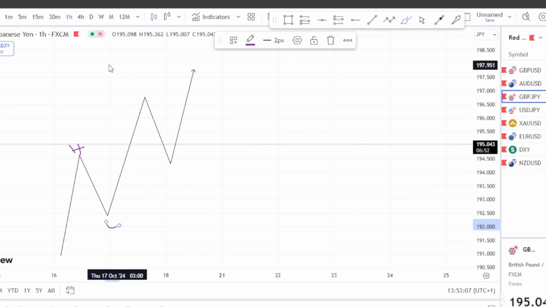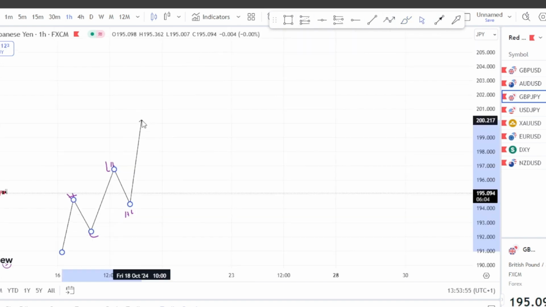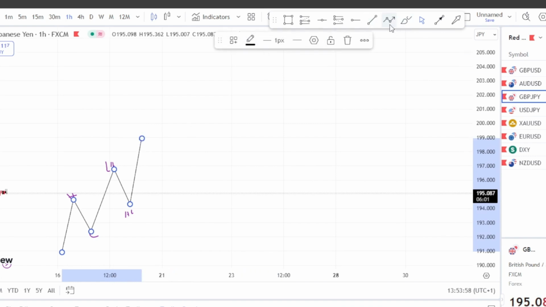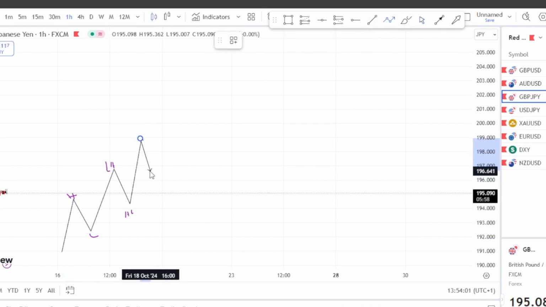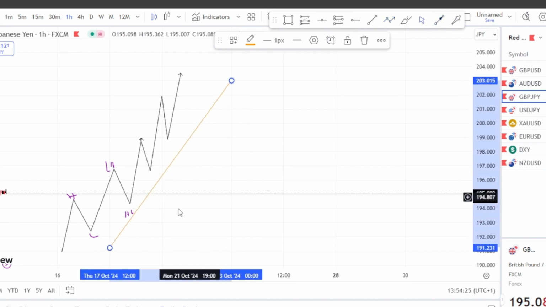So we have a higher high, and we have a higher low. We can have another higher high, and a higher low, and another higher high. This is what makes a bullish trend. If you have a higher high and a higher low, and another higher high and higher low, it simply means the market is in an uptrend. The trend is up, right?